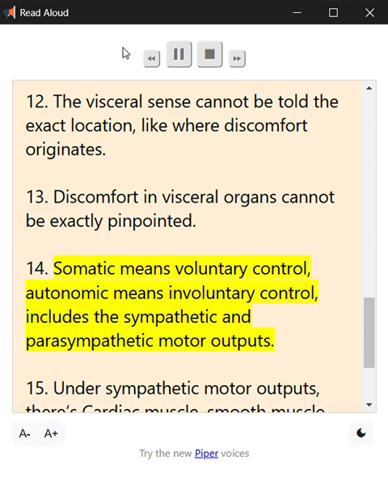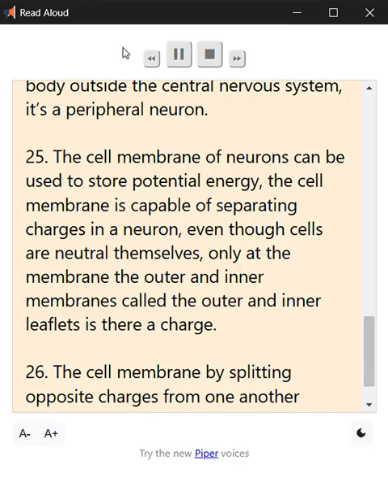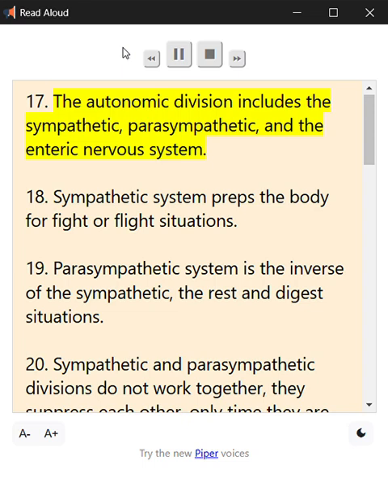14. Somatic means voluntary control, autonomic means involuntary control, and includes the sympathetic and parasympathetic motor outputs. 15. Under sympathetic motor outputs, there's cardiac muscle, smooth muscle, glands, and adipose tissue. 16. The parasympathetic system targets the enteric nervous system, specifically the digestive system. 17. The autonomic division includes the sympathetic, parasympathetic, and the enteric nervous system.